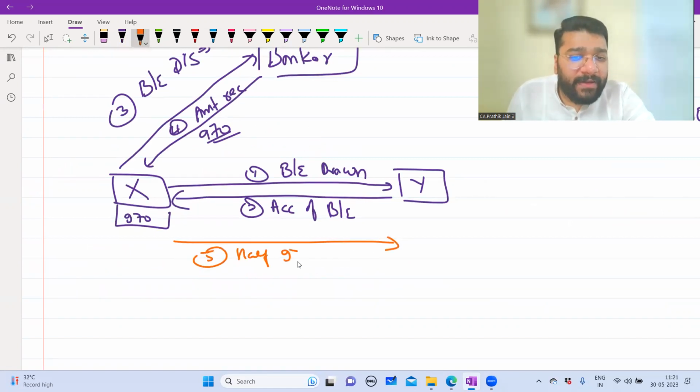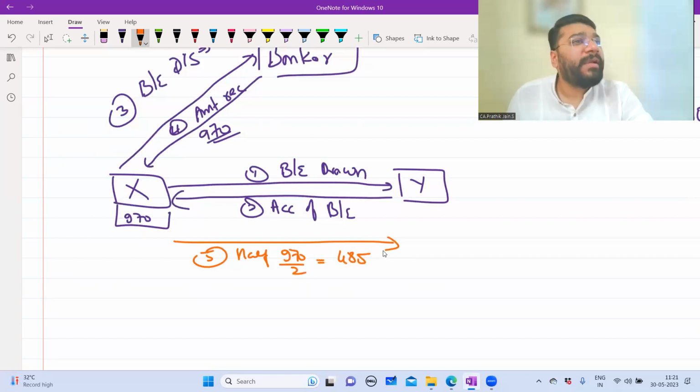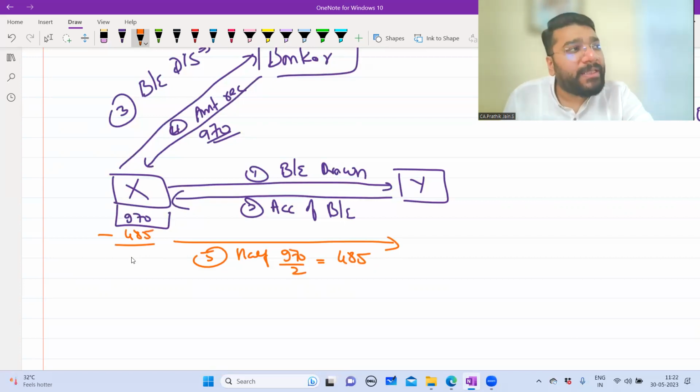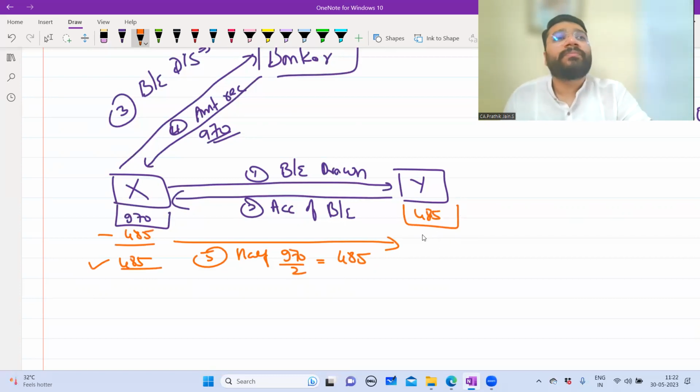Half of 970 is how much? 485. 485 is given to Y. Which means, when the fifth transaction is encountered, 485 is given by X to Y. So how much balance money is X enjoying? 485. So can I say X is enjoying 485 and Y is enjoying 485? Am I right? Online people, yes or no?